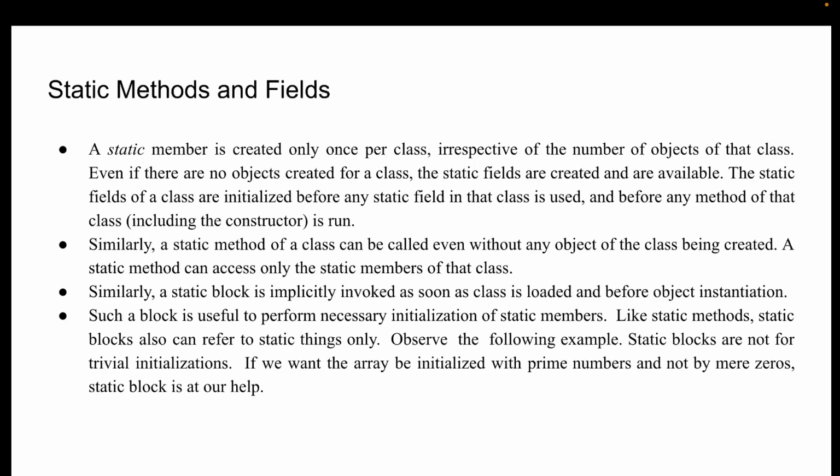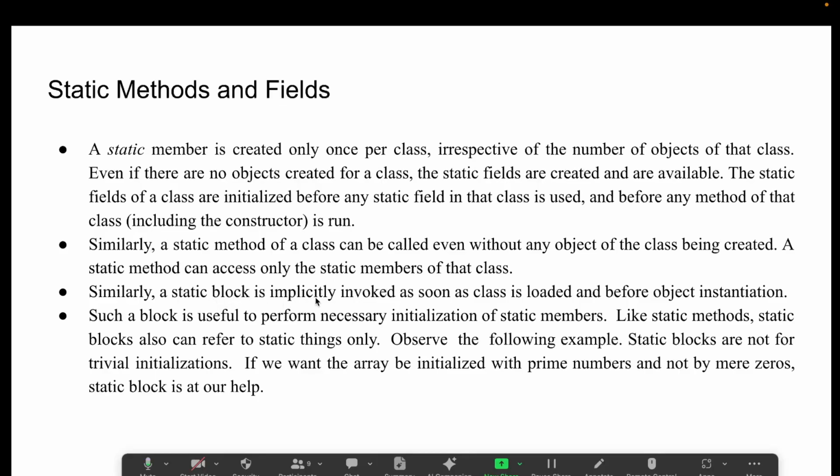Got it? Similarly, a static method of a class can be called even without an object of the class being created. This is what I was saying, right? You don't need an object to call a static method. A static method can access only the static members of the class. So in that static method, you can only access the static variables. If you try to access any non-static variables, you will get a compile time error. I will show you those things in the demo.